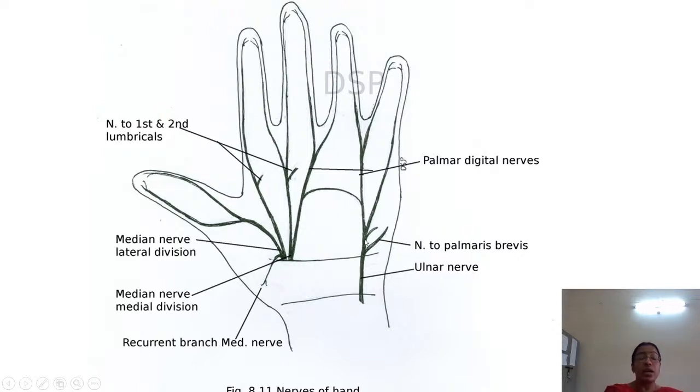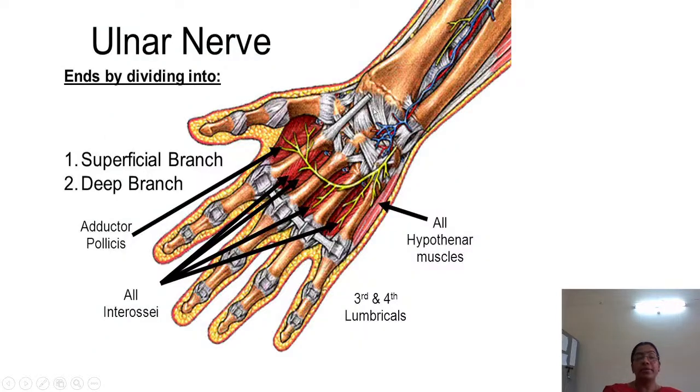Here it has given the branch to the palmaris brevis. Soon after, it is divided into the proper digital branches, which supply the ulnar side. Then, dividing into two, it supplies the adjacent sides of the ring and little fingers. So 1.5 fingers it has supplied. Now the deep branch, that is about the superficial branch's course.